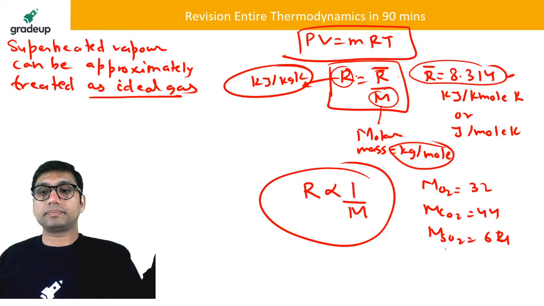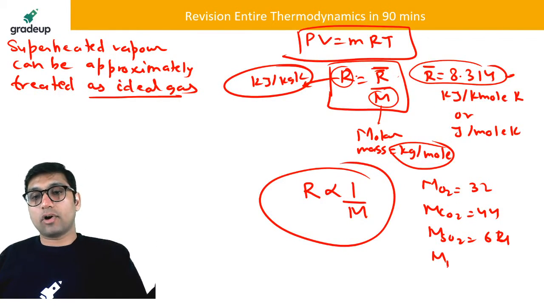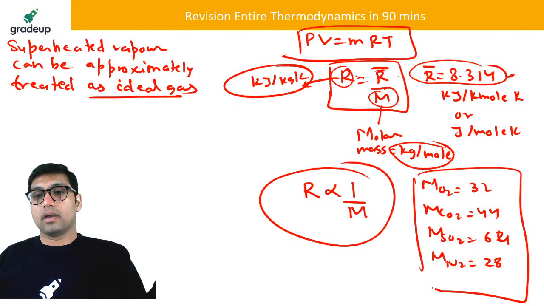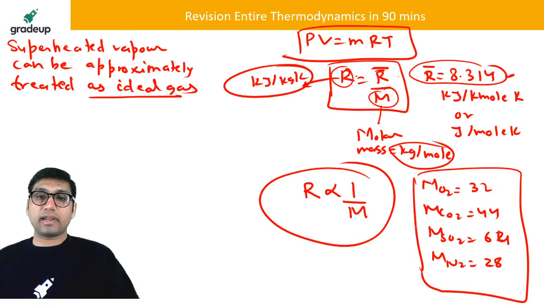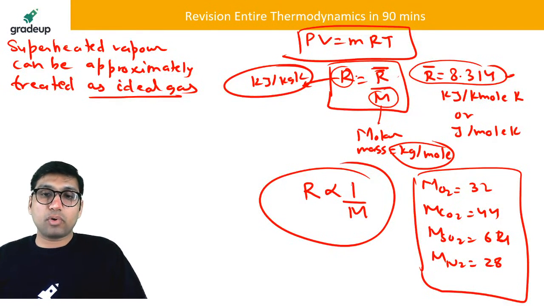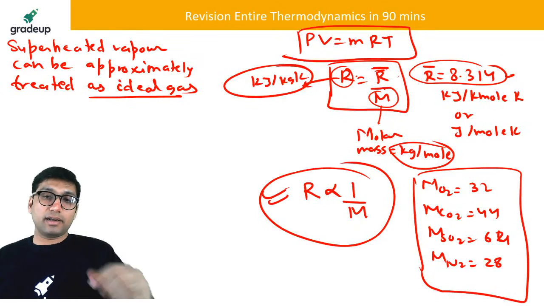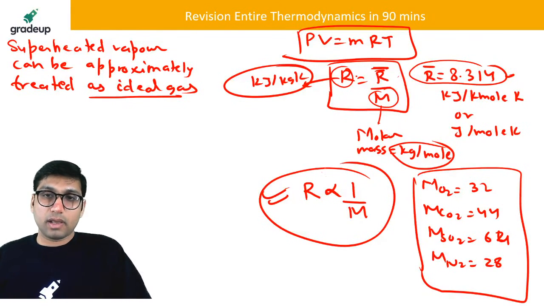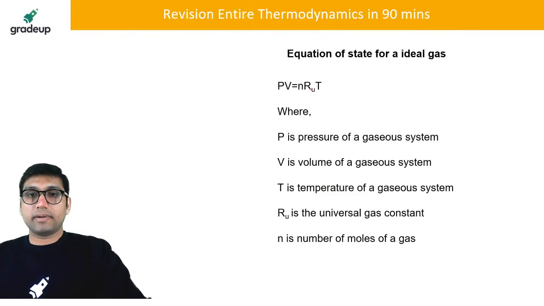Okay, 64. Likewise, you can see that the molar mass of different gases is different. For nitrogen it is 28. So molar mass is different for different gases. So the gas constant depends on the molar mass, inversely proportional to the molar mass. That is a very important thing, that it is inversely proportional to the molar mass. That is a very important relation.